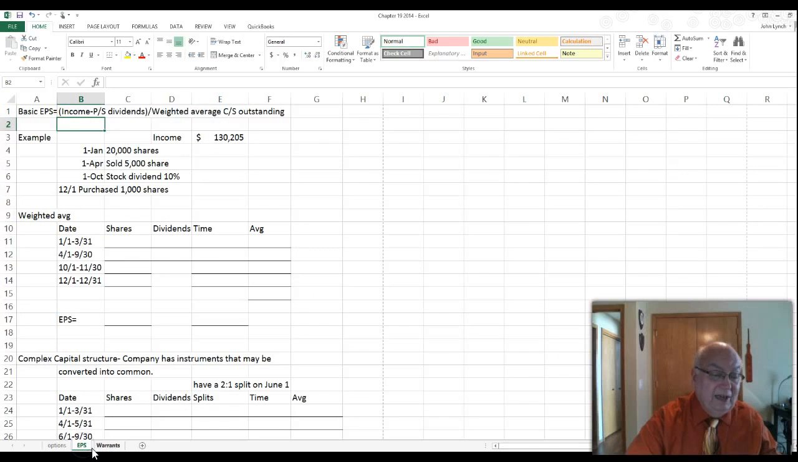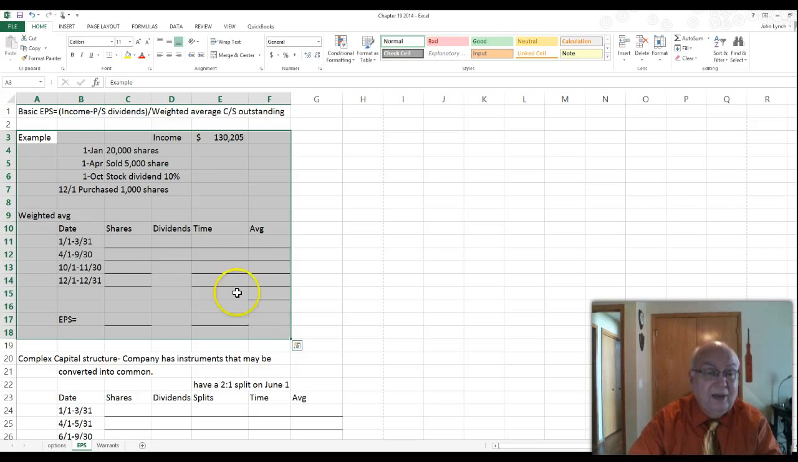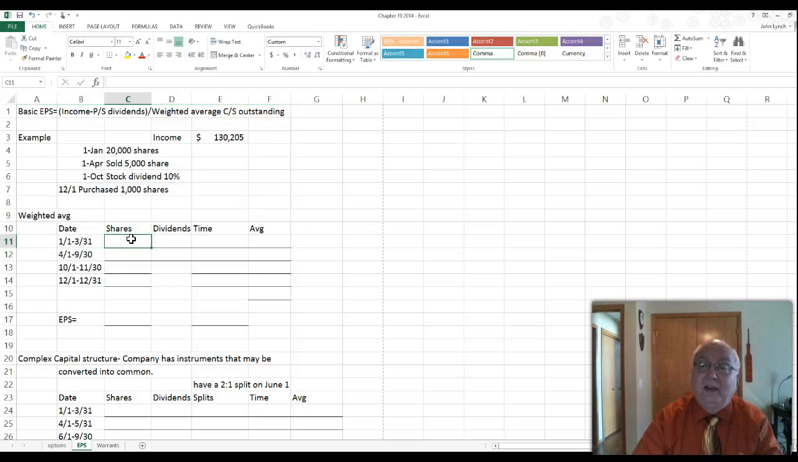Okay, the next section is earnings per share. Now, earnings per share, if it's a simple capital structure, you just do a weighted average, and that's what we're going to do to begin with. This first example right here is a simple capital structure. All that means is that you have common stock, and you have non-convertible preferred, no stock warrants, no convertible bonds, nothing that converts into common stock. So you just have common stock with nothing exciting about it.